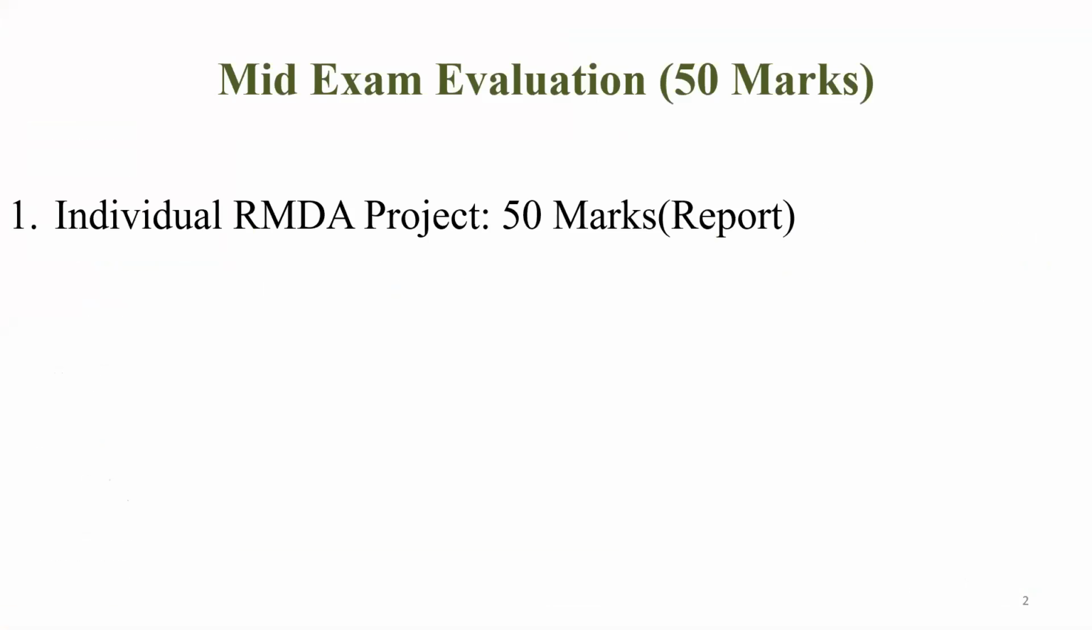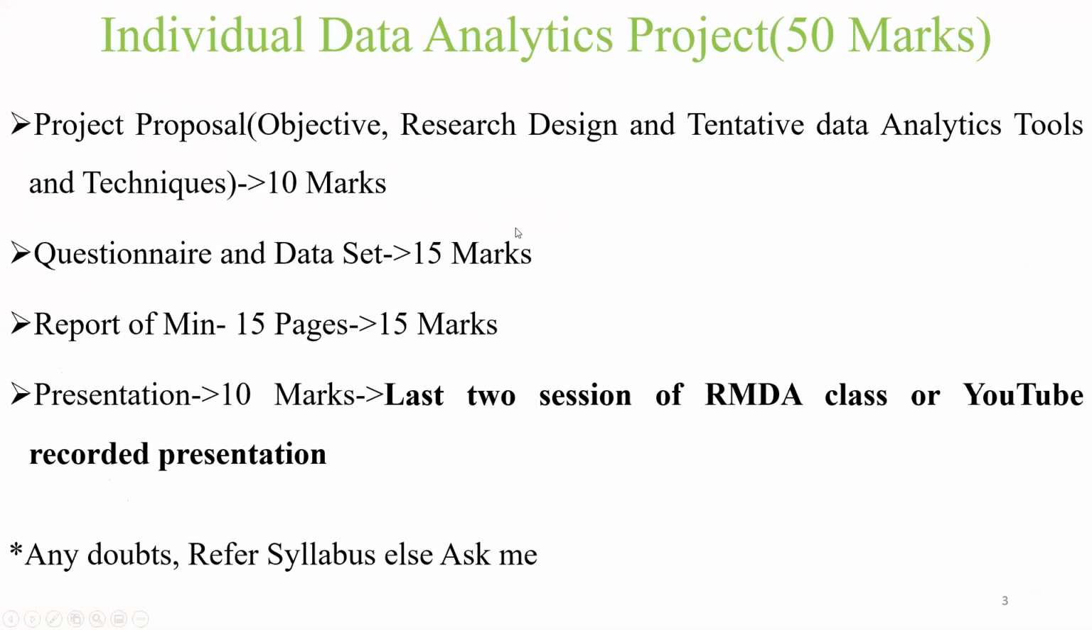Here, the midterm marks are 50 marks. Okay, 50 marks will normally convert into 25 marks out of 100 marks. So the individual project, previously 5 marks, everything removed. Now it's become 50 marks. Yes, sir. Yeah, these are the components: objective, research design, tentative data analysis.